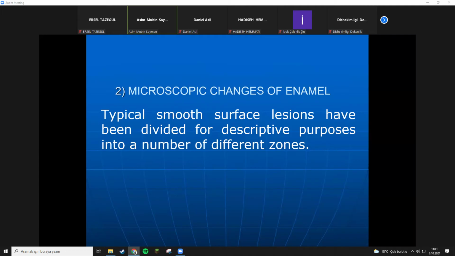Now we are coming to the microscopic change of enamel, and it's a long story. It's better to stop in here because if I start the microscopic change of enamel, there are many slides. So we are going to continue with the microscopic change of enamel. This is the end story for the dental and enamel tissues, and we make a good start for the enamel caries.